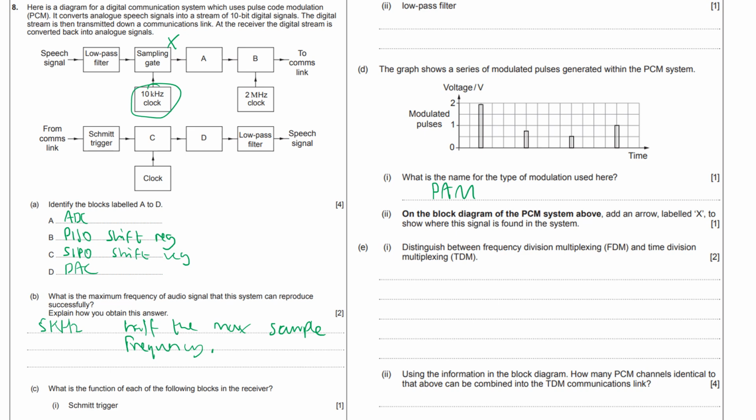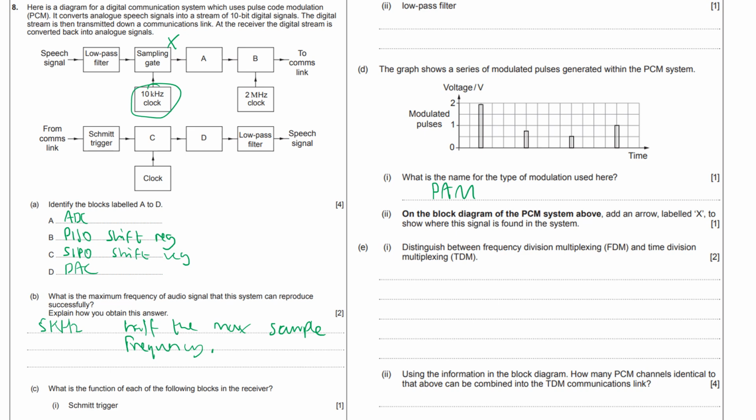TDM, basically, again, I'll read from the mark scheme. In TDM, each signal source uses the full frequency bandwidth of the comms link, but only for a short time. Then a different source transmits in the same way for a limited time. In other words, the signal sources take turns to transmit down the link. It does say equivalent answers, so I would probably say that you've got a bit of time in between when one sample comes in and the next sample comes in, so you can get more than one signal down the same transmission medium. So something along those lines.